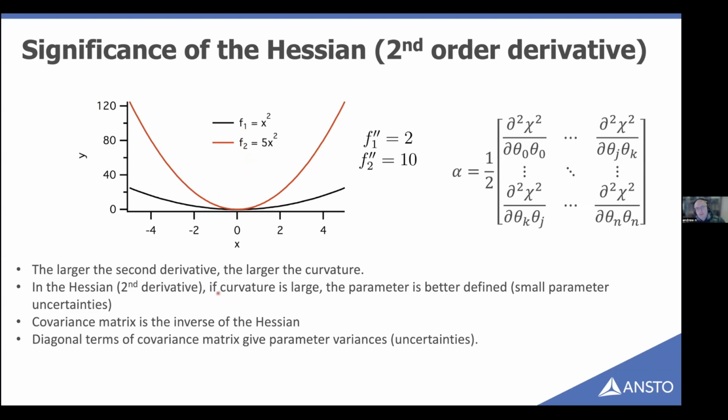So when we come to a curve fitting scenario, if the curvature is large, or if it's tight in this curve, the parameter is better defined. It turns out that the covariance matrix is the inverse of this Hessian matrix. If you were to invert this matrix, the leading diagonal gives you the variance of the parameters, and the off-diagonal terms give you the covariance of the parameters. So the leading diagonal is basically the parameter uncertainties.